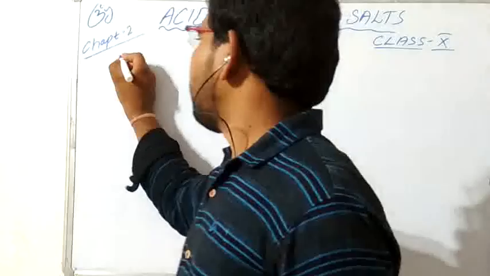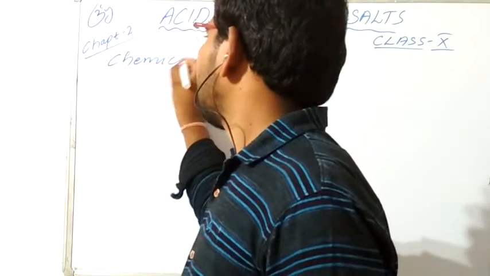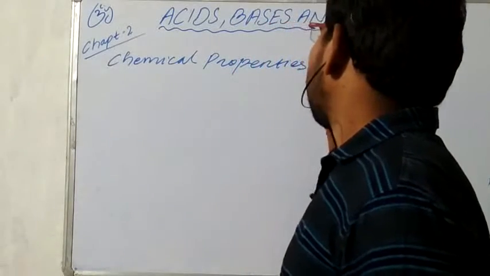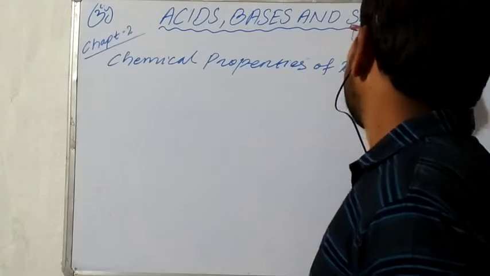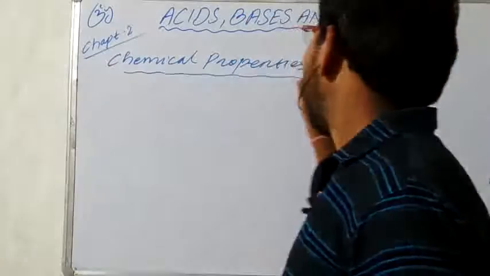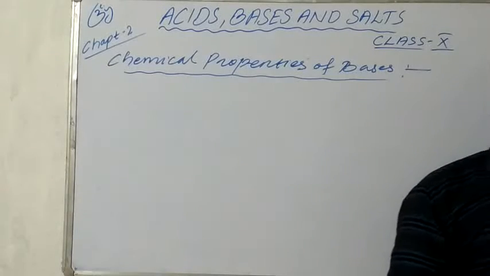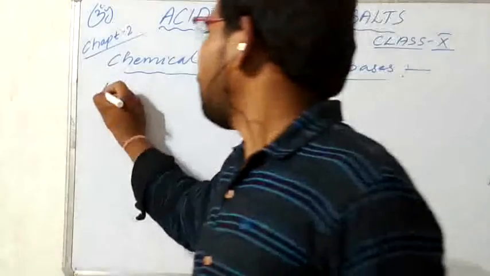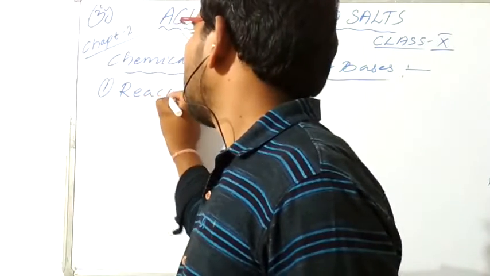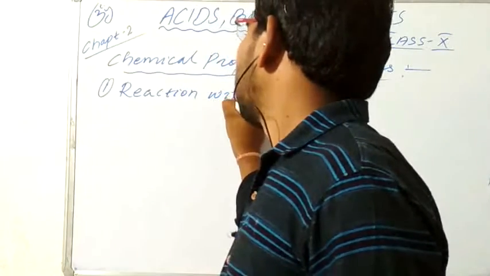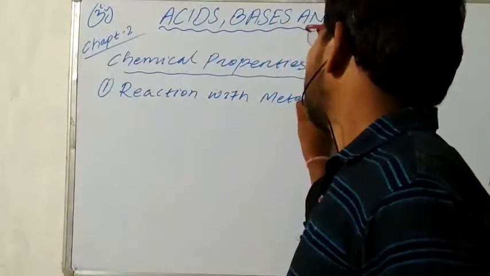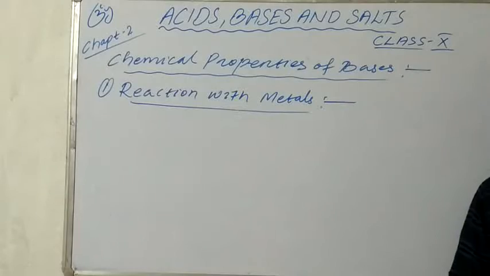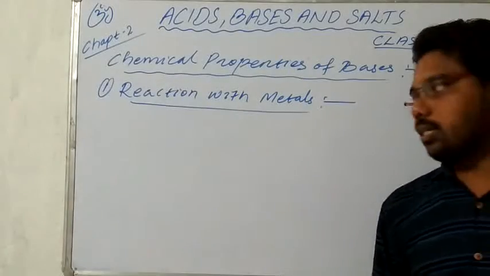So now we discuss chemical properties of bases. First one, reaction with metal. What happens when bases react with metal? We discuss one example.